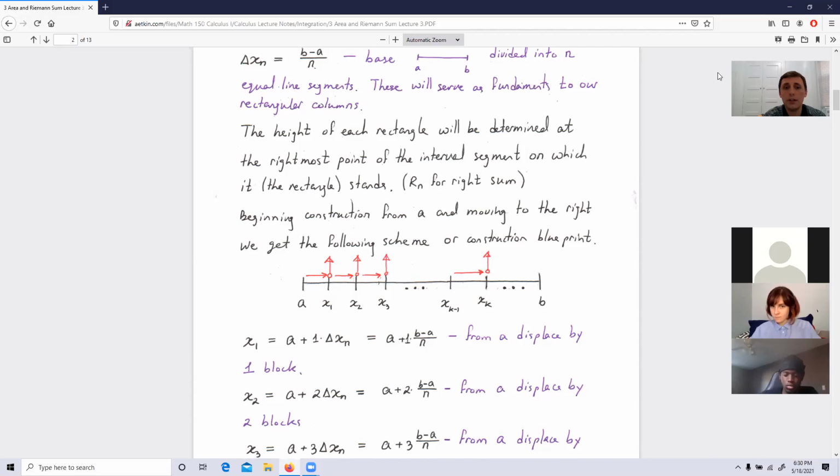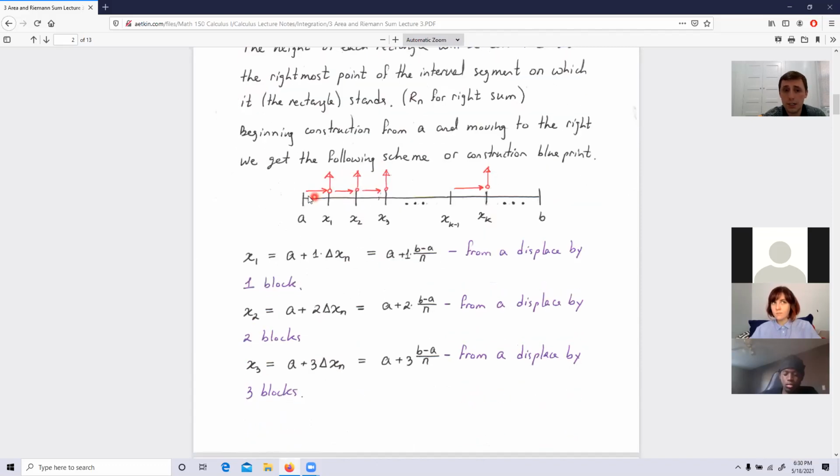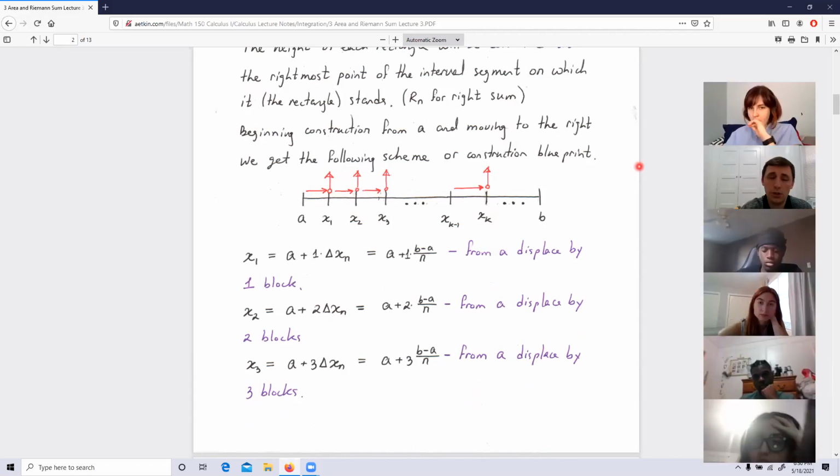So then what are the construction instructions? What are the instructions? So you start at the point A, and from the point A, you are going to walk to your construction site, to your workspace.